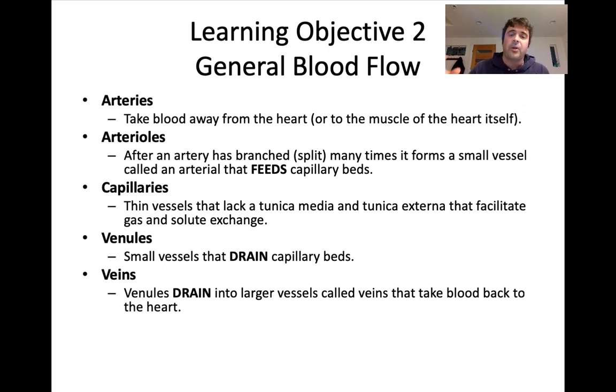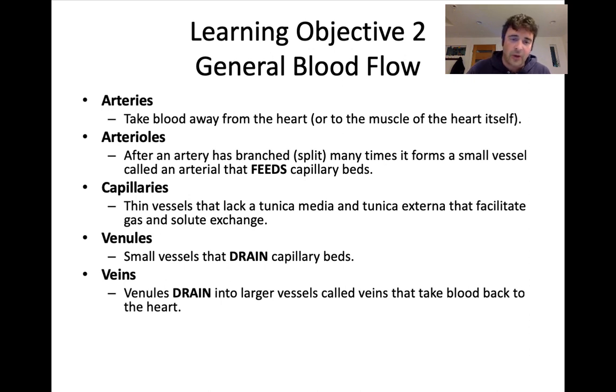Arterioles feed into capillaries, and capillaries are essentially the point of exchange, the most abundant and most important blood vessel, because that's where exchange is taking place, right? So nutrient exchange, oxygen exchange, metabolic waste exchange, the exchange of chemical messaging molecules, all taking place at the level of the capillaries. Without capillaries, the cardiovascular system is useless. There would be no exchange. It would be like having a UPS truck that couldn't deliver anything anywhere.